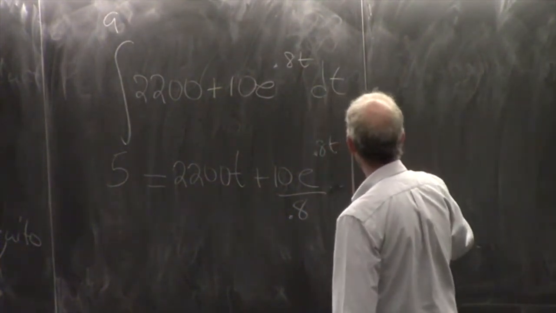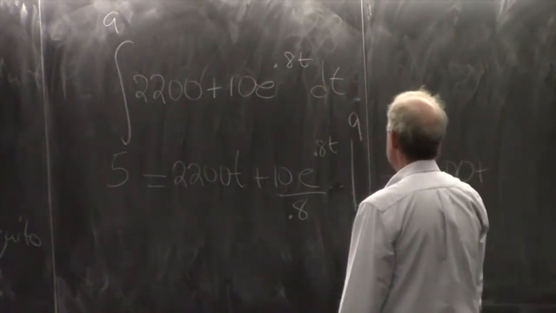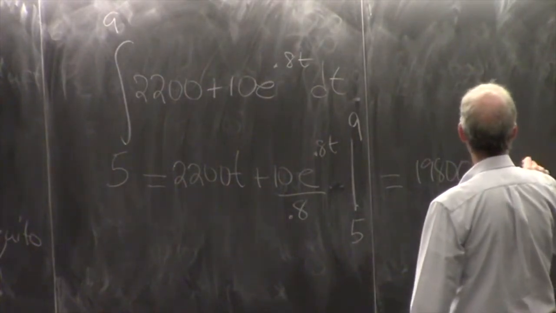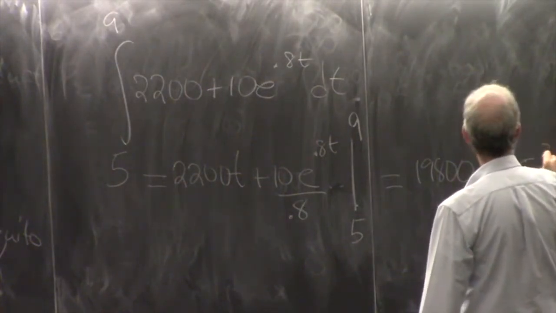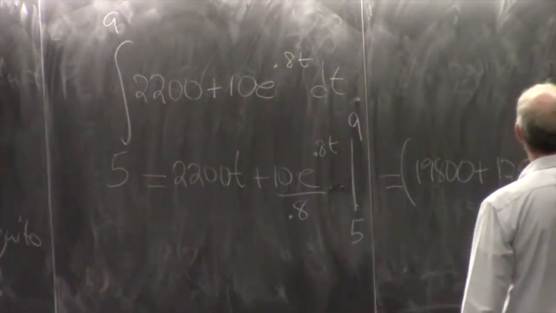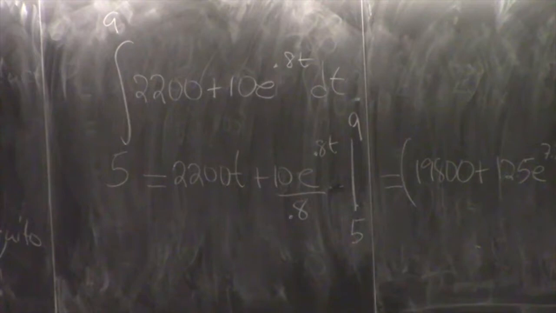Let's see. That is 19,800 plus 12.5 e to the 7.2, minus 11,000 plus 12.5 e to the 4. I don't know. Those are big numbers. Okay? Lots of mosquitoes, lots of Zika.